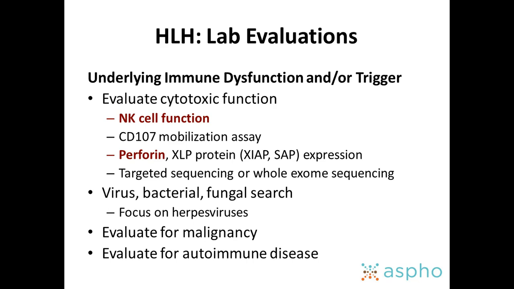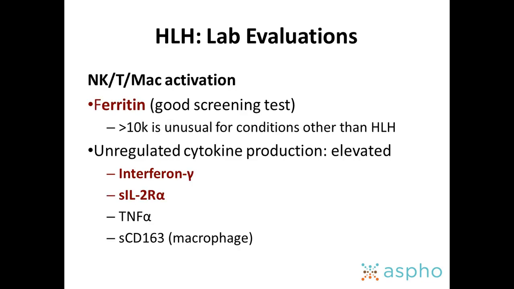For lab evaluations, cytotoxic T cell function is fair game for your test. A kid who's got NK cell function defects, you're going to be suspicious for HLH. CD107 mobilization is basically a test to see if you can spit out those lysozymes. That's not abnormal in perforin deficiency, but it is in other forms of HLH. So a normal CD107 with an abnormal NK cell function is highly suspicious for perforin. And then just remember the genes that I just showed you. Look for virus, bacteria, fungus. Look for malignancy. Look for autoimmune disease.